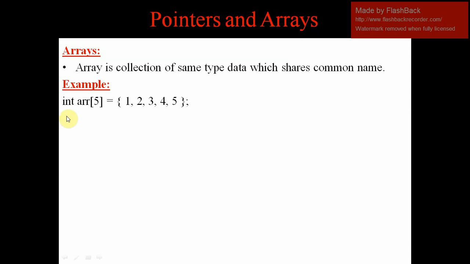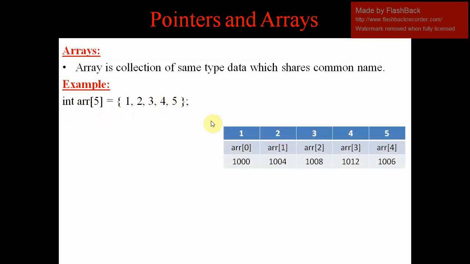Here, the array is declared. The array name is ARR. The size is 5. The values stored are 1, 2, 3, 4, 5. So when I declare the array like this, the memory is created. It will store the values 1, 2, 3, 4, 5. ARR[0] has 1, ARR[1] has 2, ARR[2] has 3 and so on.